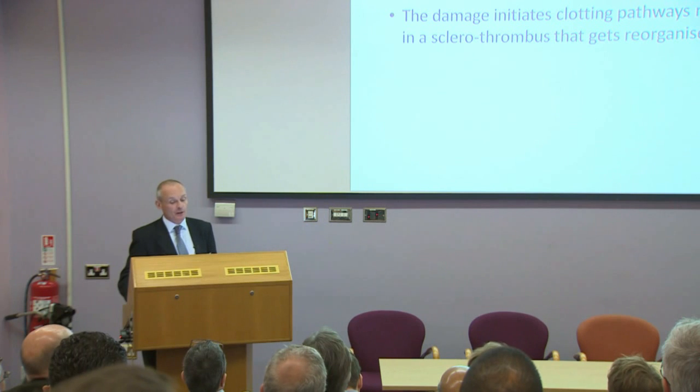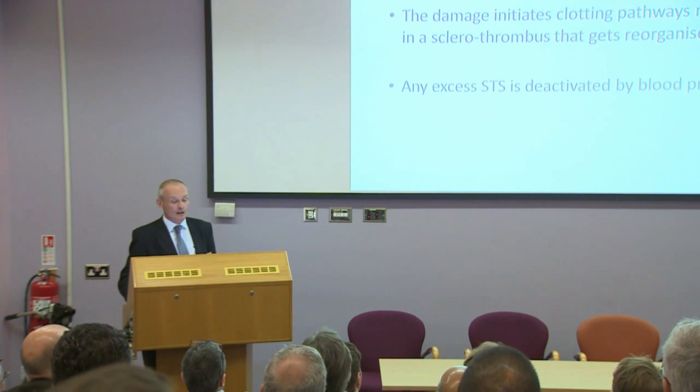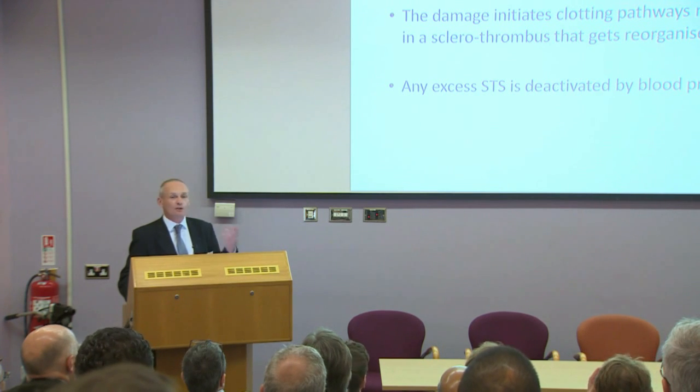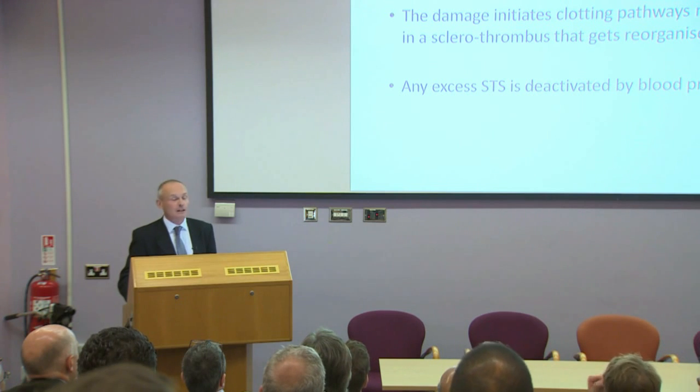So conclusions, basically the sclerosant damages the endothelium of the vein, and it's a local action. That initiates the clotting pathways. And any excess STS is deactivated by the blood proteins, so it's not causing any damage elsewhere in the body.